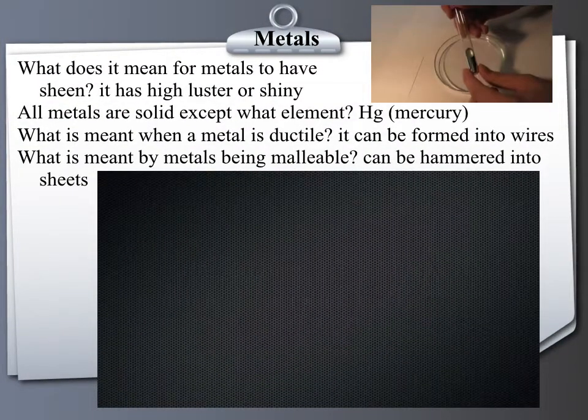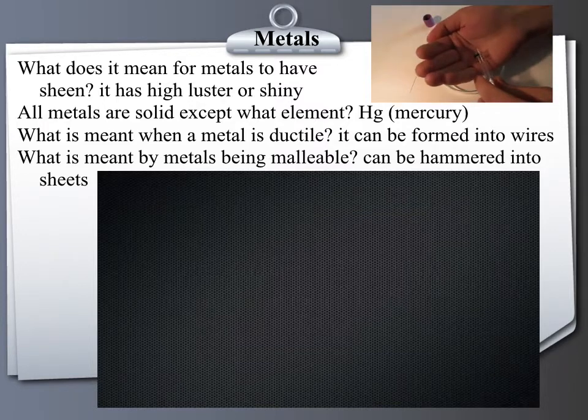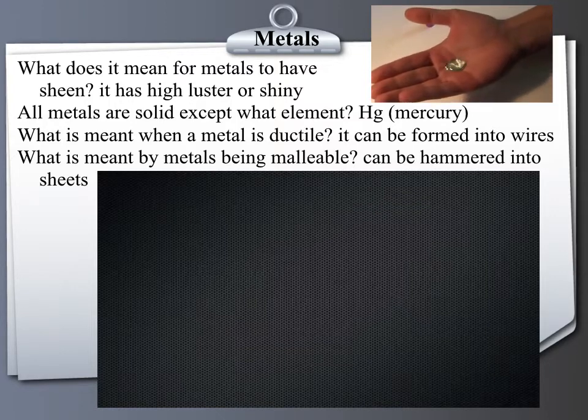What does it mean that metals have sheen? Well, sheen means they have high luster, or they're shiny. All metals are solid except the one you see in the upper right-hand corner, mercury.